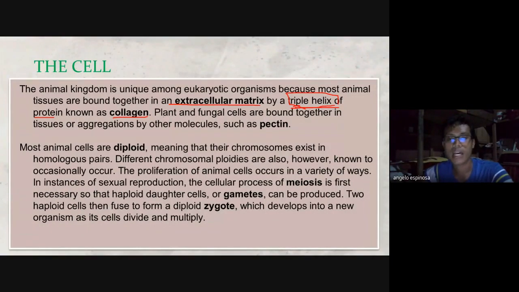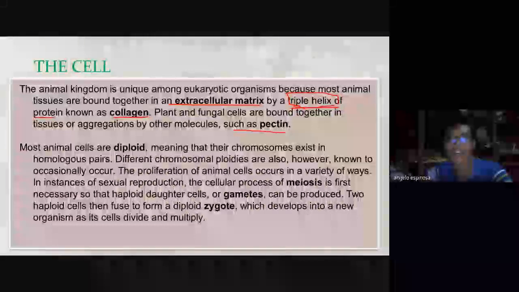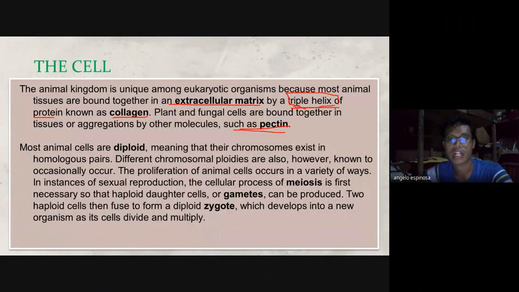Plant and fungal cells are bound together in tissues or aggregations by other molecules such as pectin. When we have already crop science, I will repeat to discuss to you the cells related to plant and fungi cells.